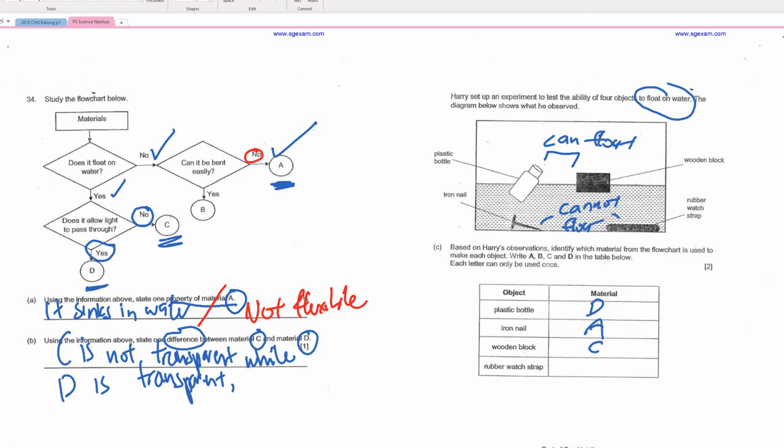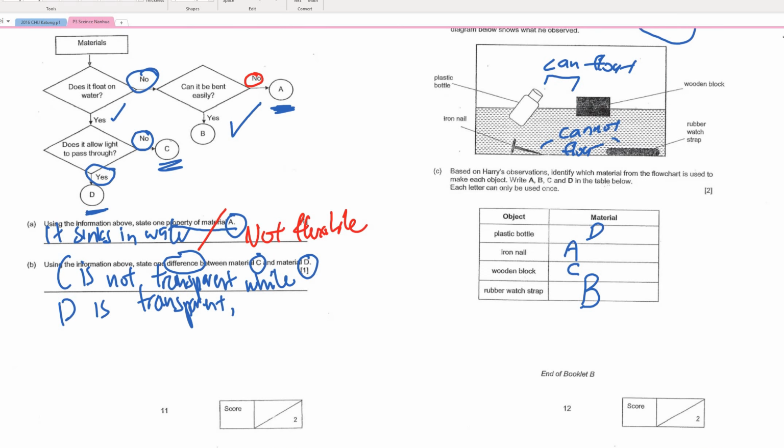Lastly, rubber watch strap. Rubber watch strap cannot float on water, but because it's made out of rubber, it is flexible and can be bent easily. So the best answer for rubber watch strap is B. Oh, I think I accidentally removed the answer. So for iron nail, it should be A, and wooden block is C. Okay. Thank you and see you again.